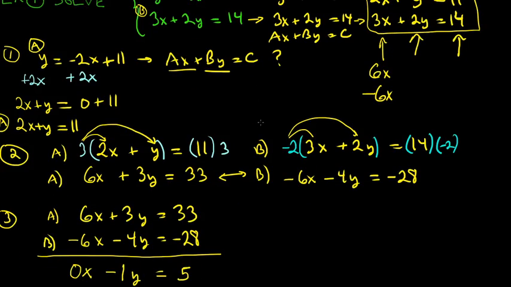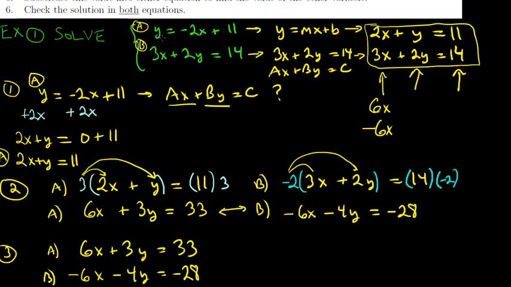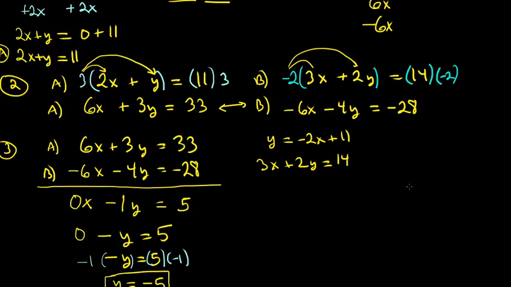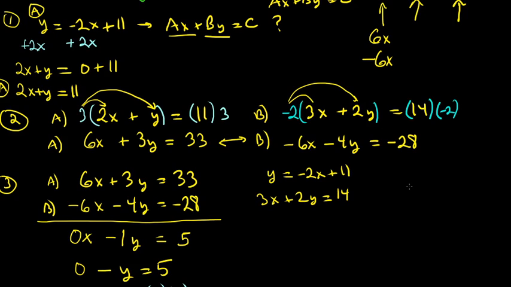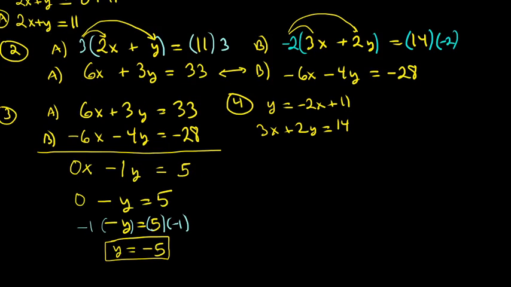Let's go back to one of the two original equations. We have y equals negative 2x plus 11, or we have 3x plus 2y equals 14. So those were the original equations. Right? Those were before I multiplied by the 3 and the negative 2. Right? So yeah, in step 4, what we essentially want to do is solve for the other variable here. So this will be my step 4 now. Right? So look, we know what y is. We know y is negative 5. Right? We found that from step 3.